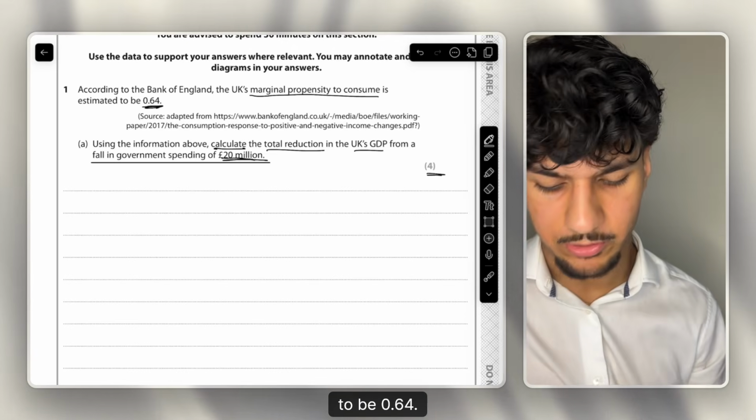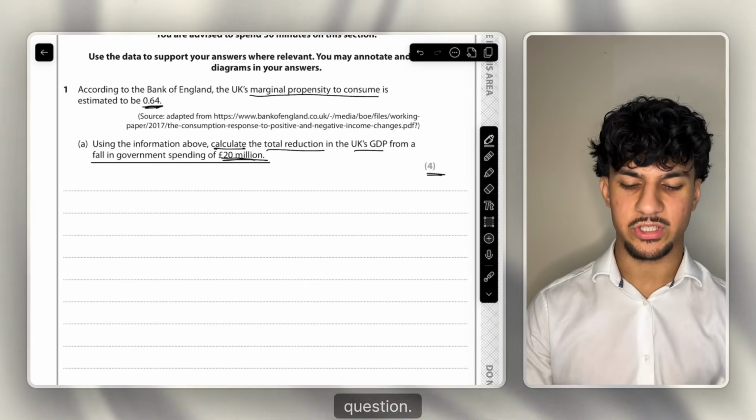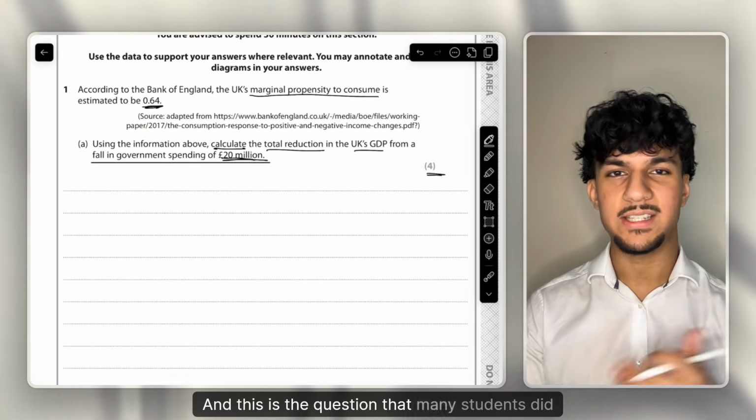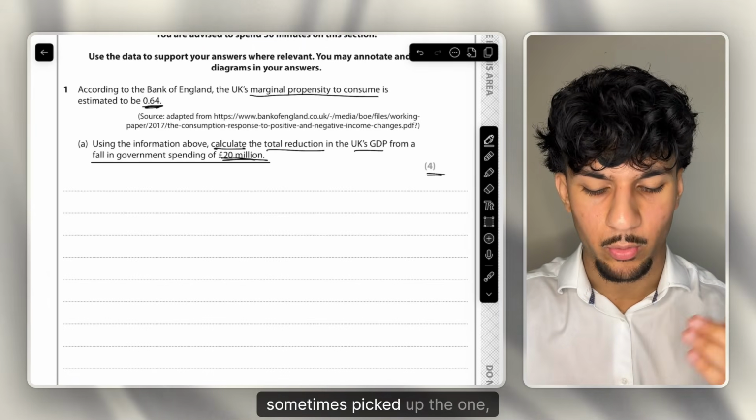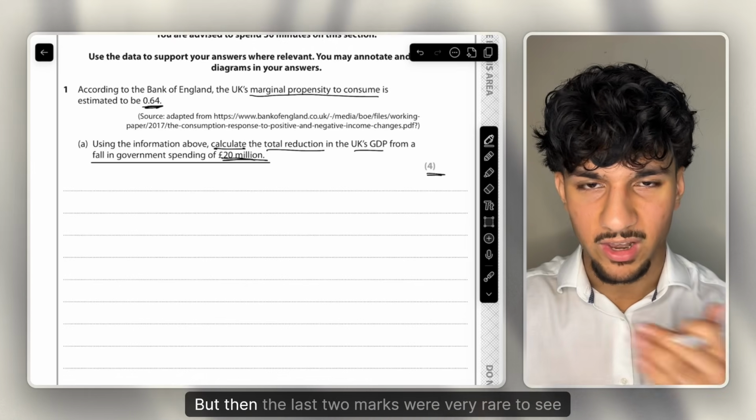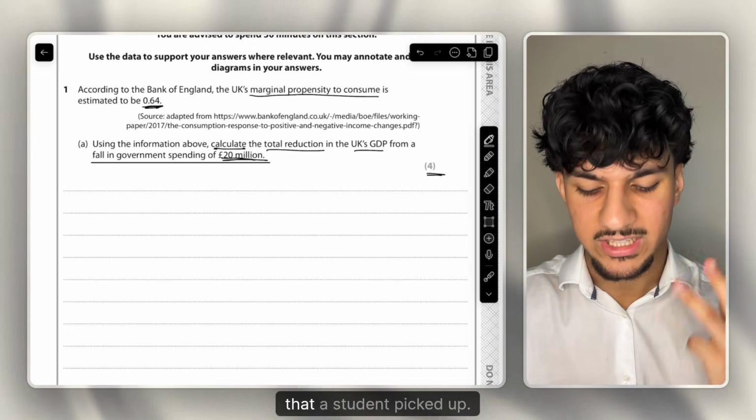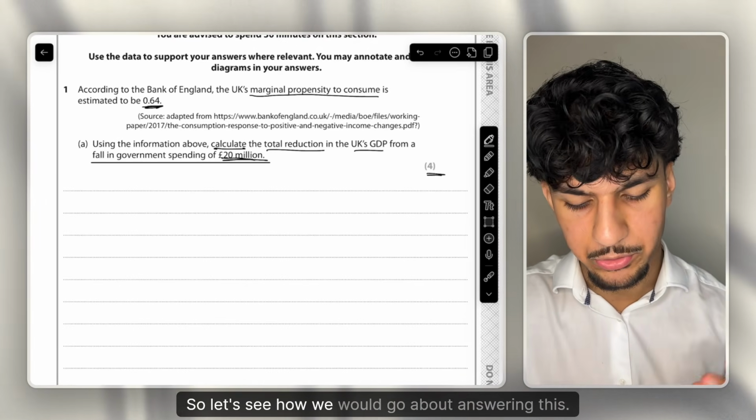be 0.64. Now, a lot of you will be confused looking at this question, and this is a question that many students did not get anywhere near full marks on, and sometimes picked up the first 2 marks, but then the last 2 marks were very rare to see that a student picked up. So let's see how we would go about answering this.